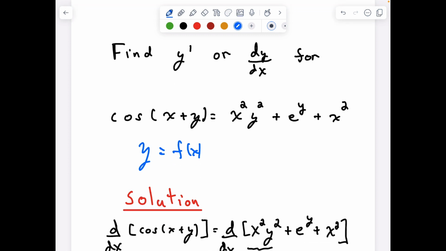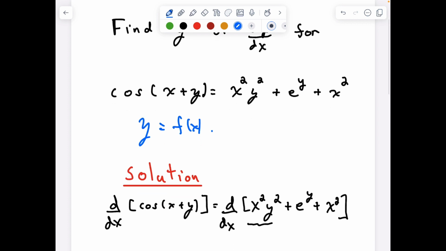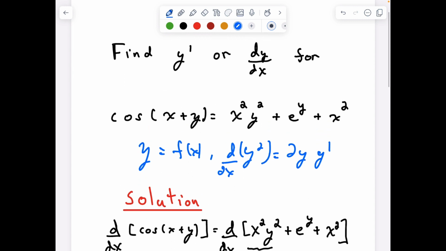Now, what does that really imply? How is that different from a regular derivative? The biggest deal here is when you take the derivative of some term that has a y in it, or an expression with y, you're going to put the dy/dx next to it. So for example, if I had y squared and I ask you to find the derivative of that, your derivative would be 2y times y prime, or 2y dy/dx, whichever you prefer.